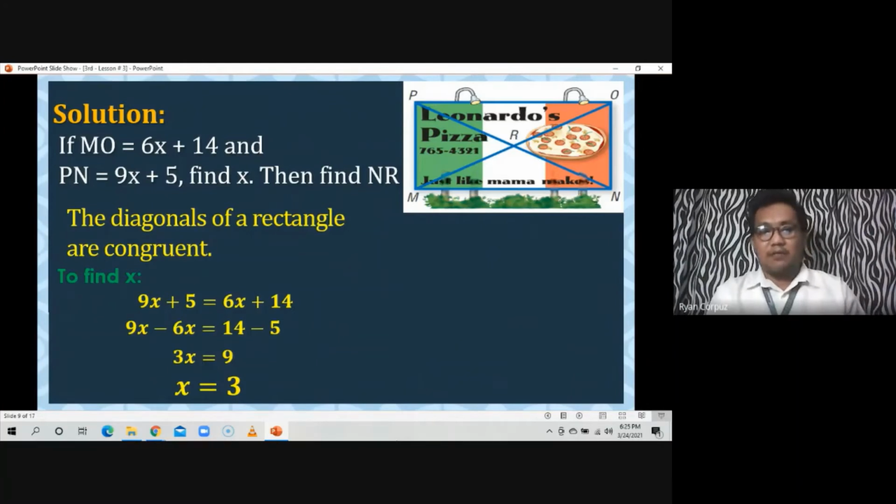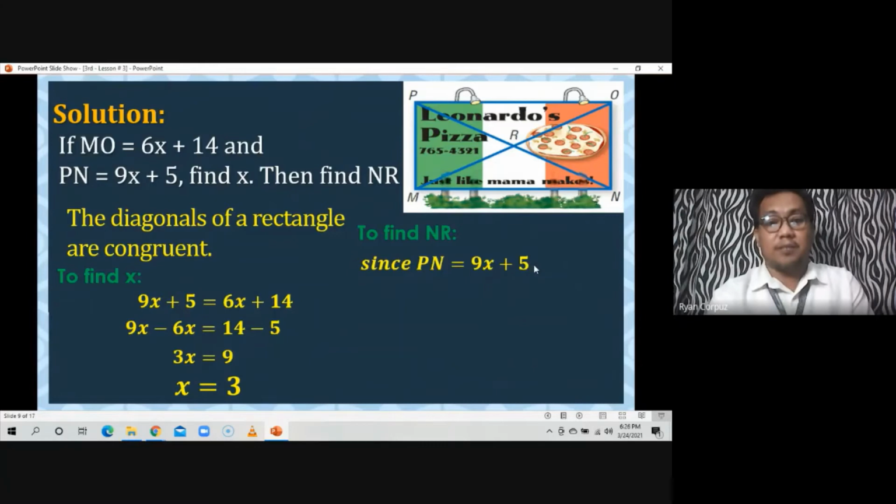So now, the next to find is the NR. The given is the diagonals of that rectangle. Then we found the value of x, which is equal to 3. So NR is part of the diagonal PN. That's part of the diagonal PN. So that means we can now find the measure of diagonal PN. In order for us to find NR, since PN is equal to 9x plus 5, ito yun, and since we know the value of x which is equal to 3, we can find out first the measure of PN.